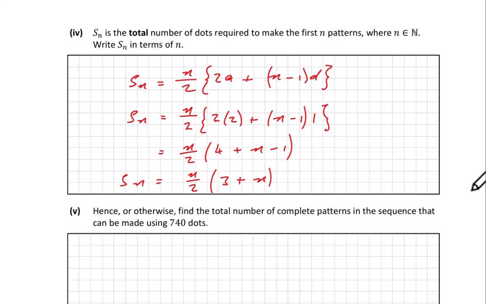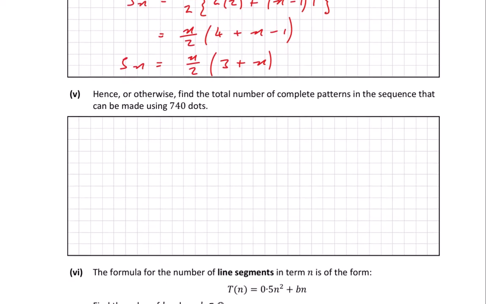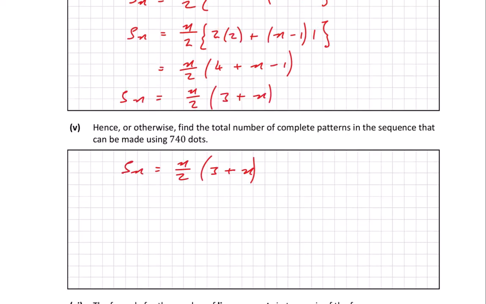Okay, hence or otherwise, find the total number of complete patterns in the sequence that can be made from 740 dots. So if we take our formula, Sn is equal to n over 2 times 3 plus n, 740 dots is Sn. So we can put 740 is equal to n over 2 times 3 plus n. Now all we've got to do is solve for n here. Because there's a 2 on the bottom, I'm going to multiply both sides by 2. That'll give me 1480 on the left and n times 3 plus n on the right.